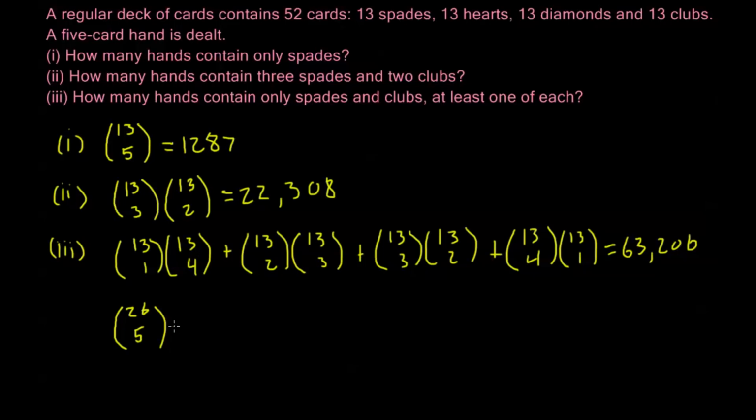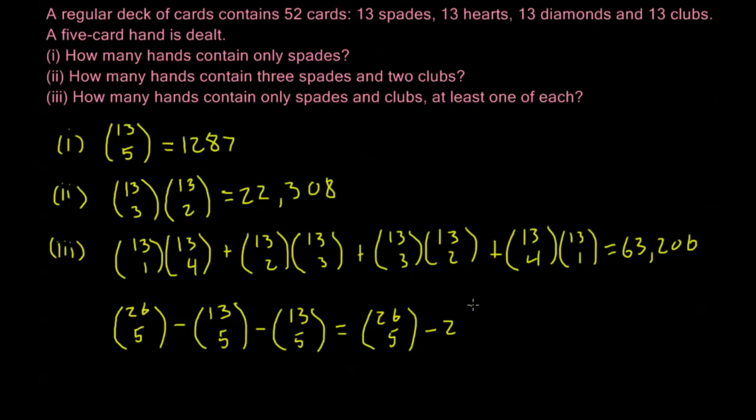So what I need to do is subtract from this how many possible hands contain only spades, and subtract the number of possible hands that contain only clubs. Or in other words, 26 choose 5 minus 2 times 13 choose 5. I'll let you work that out on your own. You should get the exact same number here as you got from there. So just like in the last example, as long as your formulation of what the problem is asking is correct, there are often many ways in which to solve these counting problems.